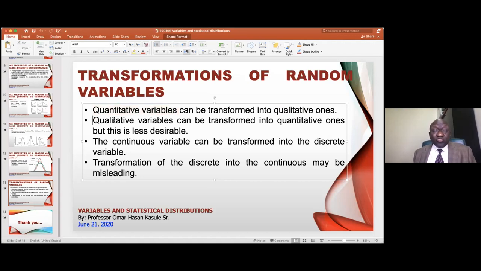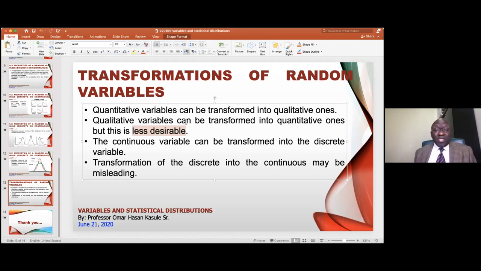We can also transform qualitative variables into quantitative ones. This happens, but it's not desirable. People do it, but it's not desirable. Like in research, there is what we call the Likert scale. You ask someone, do you like swimming? Tell me on a scale of 5. 1, I don't like it. 2, I dislike it but not so much. 3, I'm not so sure. 4, I like it. 5, I like it a lot.